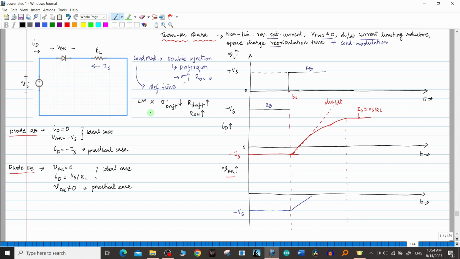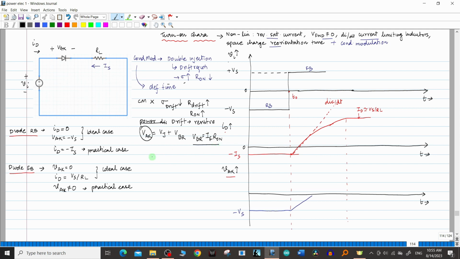Initially, when the conductivity modulation is not fully set up, the drift region has a resistive nature. That means the voltage VAK, which is equal to VJ plus V drift region, so VAK is equal to VJ plus VBR, where VBR is equal to IF into R on. So initially this is purely resistive in nature. Therefore, VAK also is going to follow the same pattern.